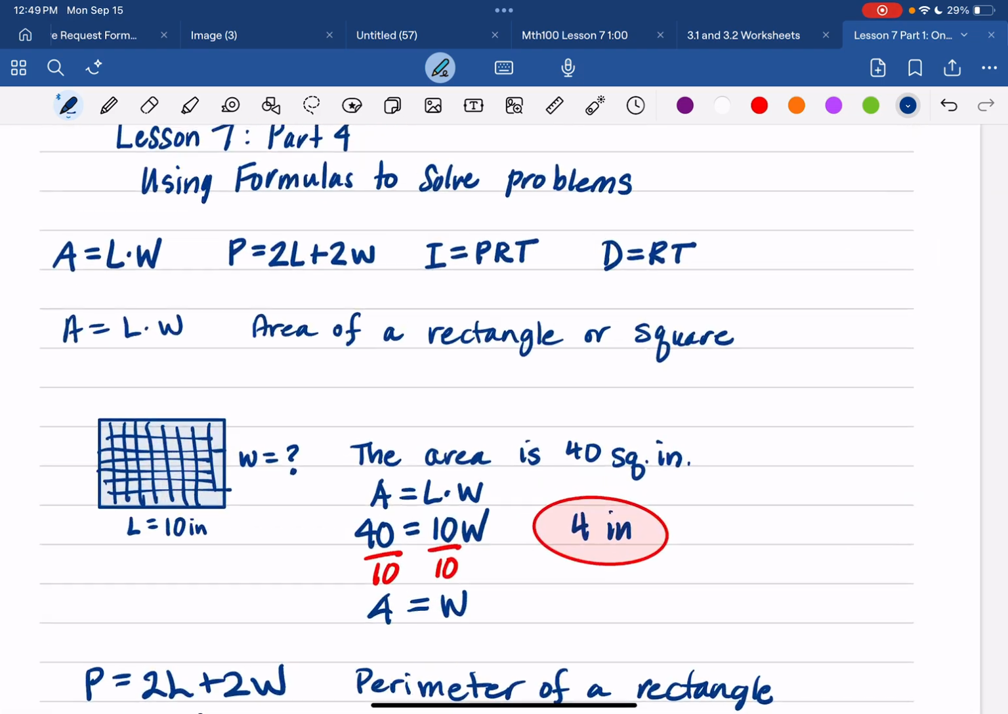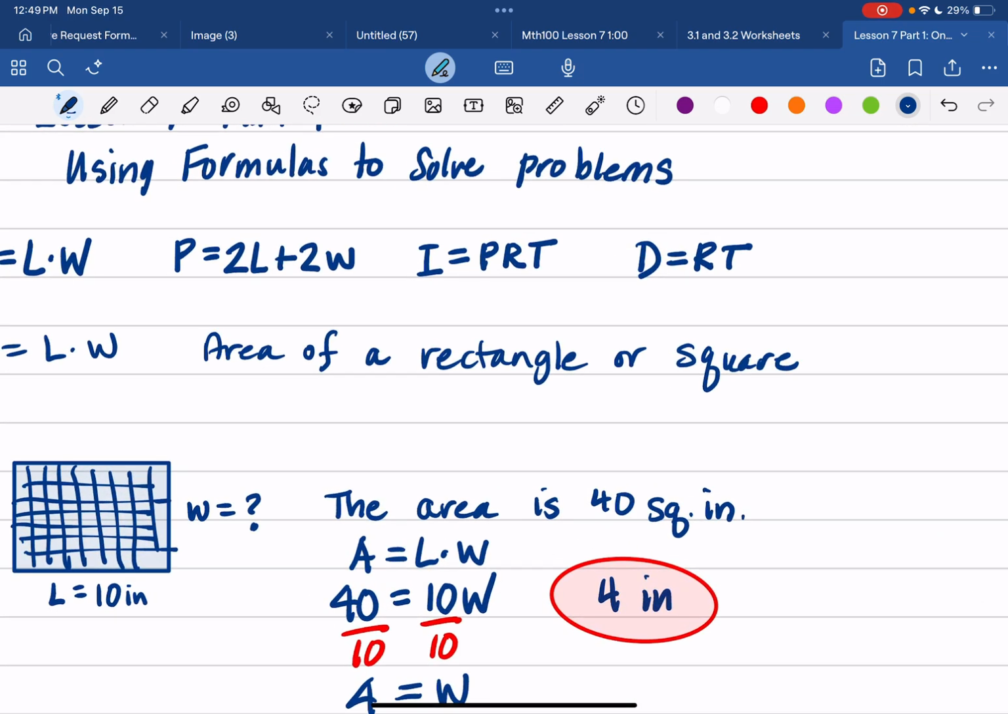Now, similar things can be done with other formulas. I've just added a couple here. You just substitute in what you know and then solve. For example, I equals PRT, that's interest. Simple interest is principal times rate times time. And D equals RT is distance equals rate times time.